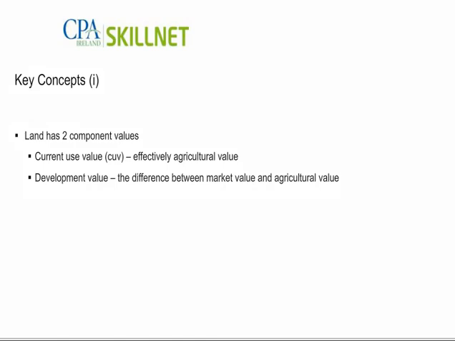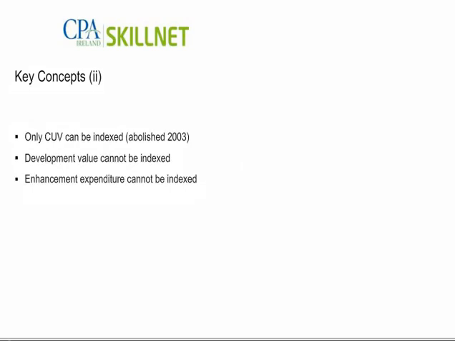For this session, we're going to concentrate purely on land held as a capital asset, whether you're talking about speculators, or a farmer who always had agricultural land and all of a sudden is selling it to a builder, so it has a development value. So there are the two component parts: the current use value, which is effectively agricultural value, and the development value, which is just the difference between the two.